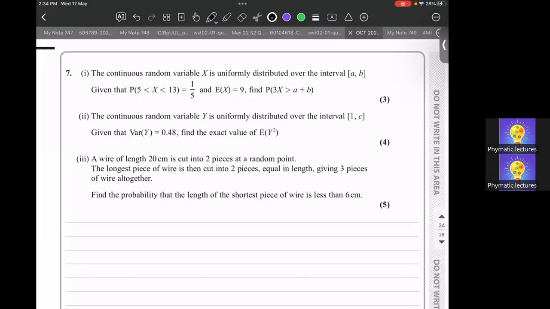So question number 7. Continuous random variable x is uniformly distributed over the interval a, b. Given that the probability of x being between 5 and 13 is 1 by 5 and the expectation is 9, find the probability that 3x is greater than a plus b. That is our question.